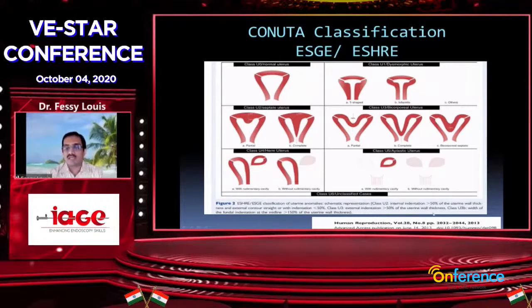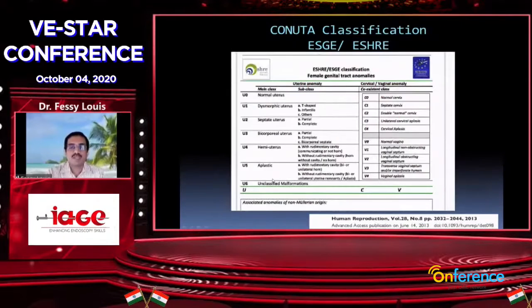And U3B is where the width of the fundal indentation is more than 150% of the uterine wall thickness. And the last one is bicorporeal septate, in the U3 there is a combination of the bicornuate with the thickness of the septum, and then U4 is hemiuterus and U5 is aplastic uterus. And then this is a simpler way to follow the same thing.